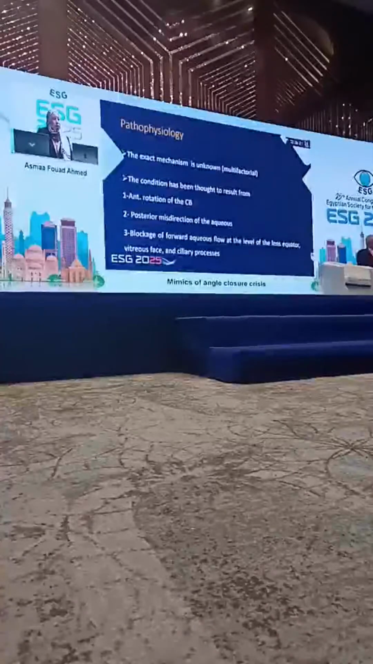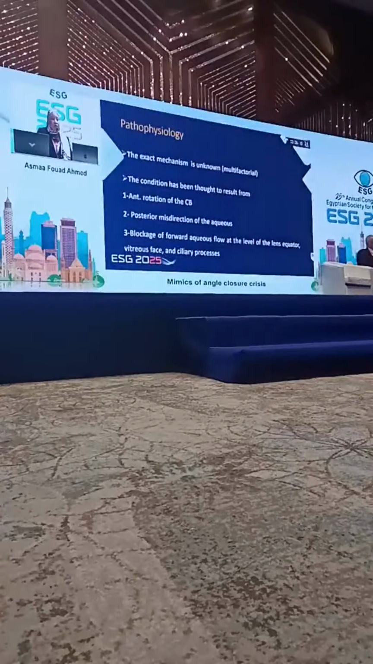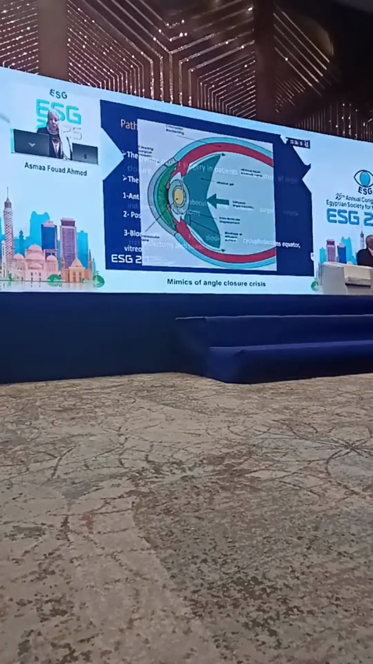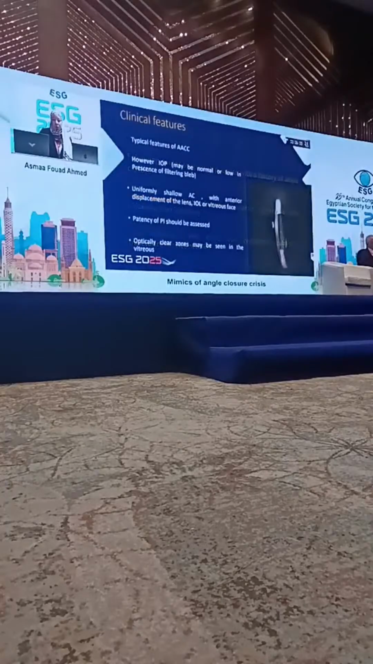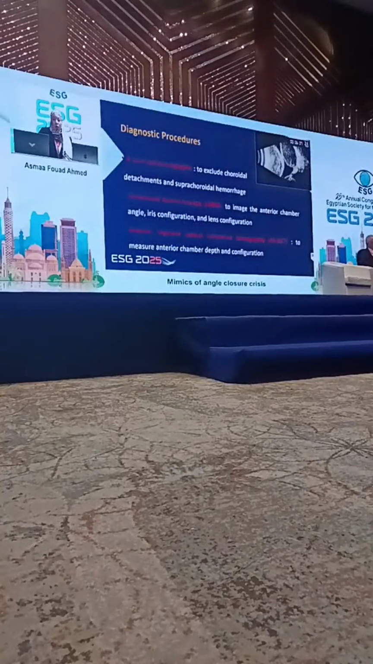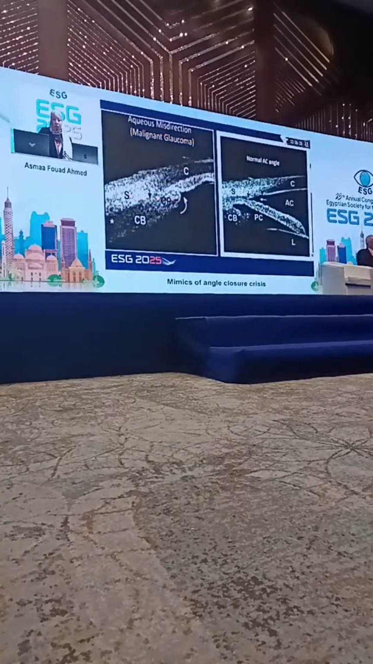The condition has been thought to result from anterior rotation of the ciliary body, posterior misdirection of the aqueous, blockage of the forward aqueous flow. It commonly follows ocular surgery, most commonly cataract surgery and trabeculectomy. This picture shows UBM, showing the anterior rotation of the ciliary body and the iridocorneal touch.